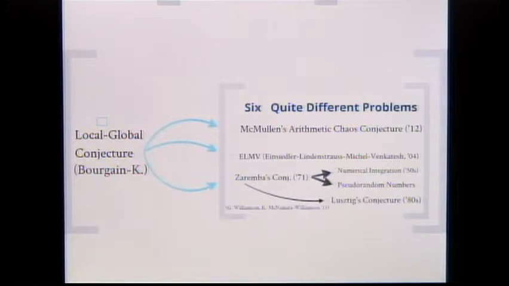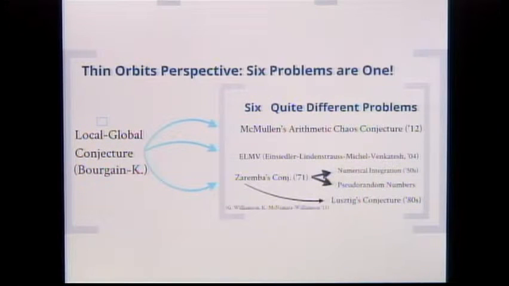So I'll formulate a certain local-global conjecture. This is based on joint work with Jean Bourgain, which has all 3 or all 6 of these problems as consequences. So it's kind of a unifying theme. Now the conjecture, so the thin orbits perspective is that these problems are one and the same. The conjecture is still wide open, so that doesn't help us.